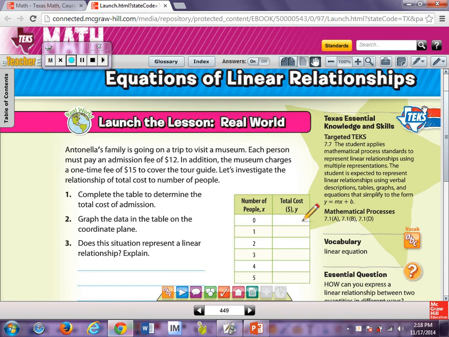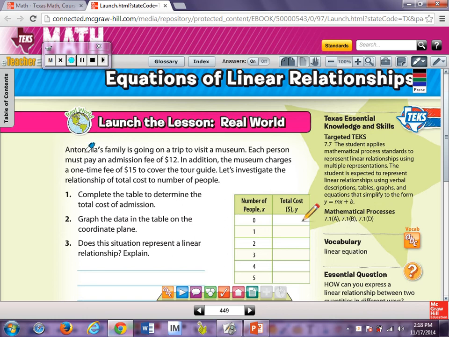It says here, we have this young lady named Antonella. Her family is going on a trip to visit a museum. Each person must pay an admission fee of $12. In addition, the museum charges a one-time fee of $15 to cover the tour guide. Let's investigate the relationship of total cost to number of people. So there's quite a bit of information we're going to talk about.